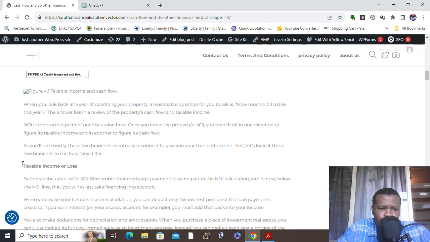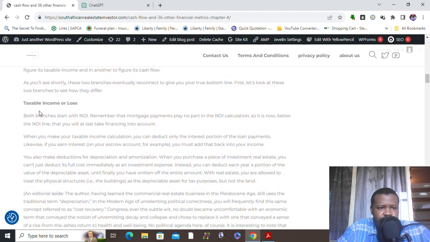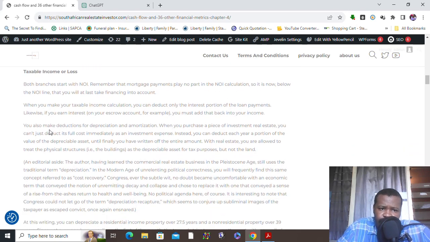Let's first look at these two branches and how they differ. Taxable income or loss. Both branches start with NOI. Remember that mortgage payments play no part in NOI calculation. So it is now below the NOI line. That is, you will last take financing into account. When you make your taxable income calculation, you can deduct only the interest portion of the loan payments. Likewise, if you earn interest, you must add it back into your income.